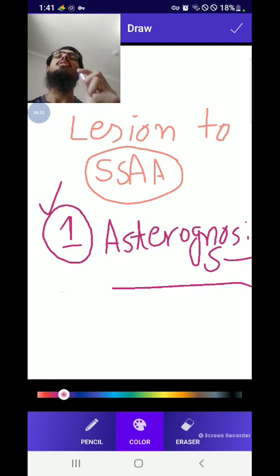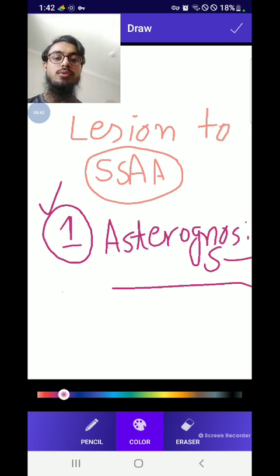So if they cannot identify the object, then this condition is astereognosis. This test is a neurological sensory test of the somatosensory association area, and the condition is astereognosis. Okay, this is the first condition.